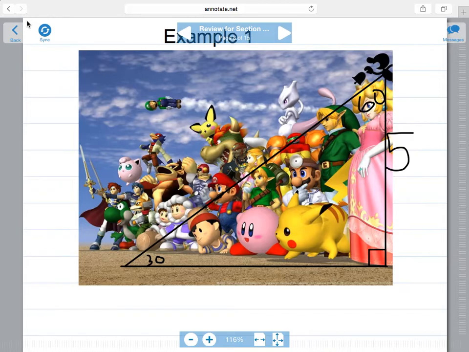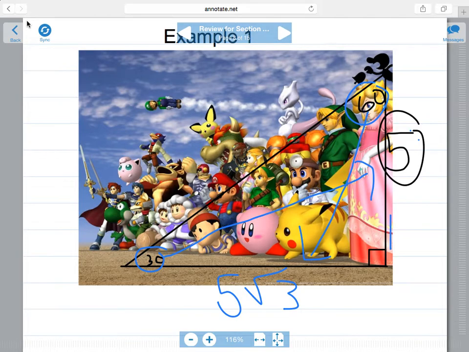Okay, so the example. We know 30, we know 60, and we know one of the legs. Which leg is this? From the picture it's kind of hard to tell, but I see there's 30 over here, so this is the short leg. If the short leg is 5, that means the longer leg would be 5 square roots of 3, and the hypotenuse is 2 times 5, so 10.